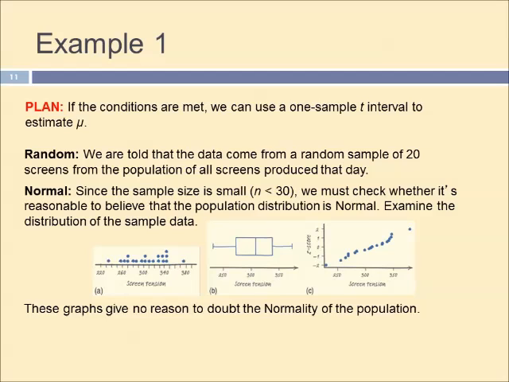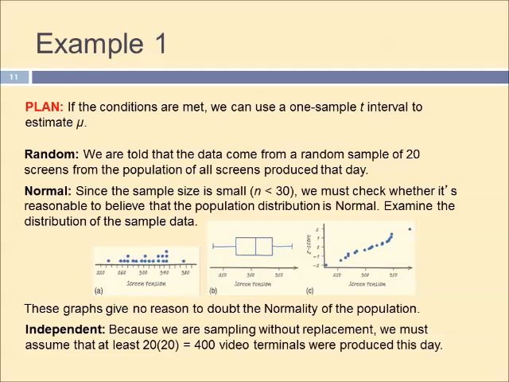Now the box plot is fairly symmetric. That's probably the best obvious indicator. The screen tension dot plot, there aren't any outliers. There's no reason to believe that it's not a normal distribution. And the normal plot is fairly linear. So these graphs don't give us any reason to doubt that the population is normal.